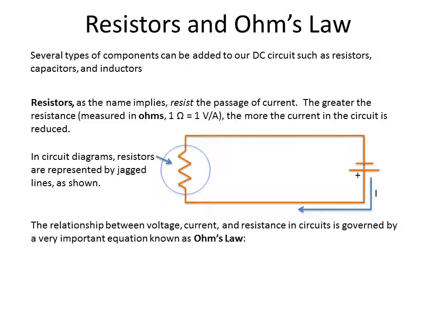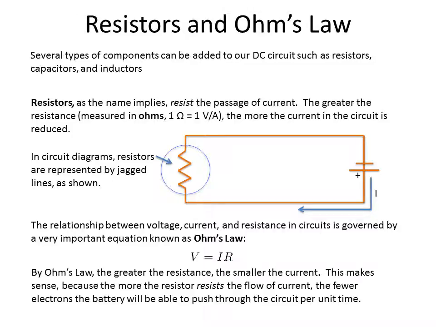The relationship between voltage, current, and resistance, however, is governed by a very important and well-known equation known as Ohm's law. It says that the voltage is given by the current flowing through a resistor times the resistance. By Ohm's law, the greater the resistance, the smaller the current. This makes sense because the more the resistor resists the flow of current, the fewer electrons the battery is able to actually force through the circuit in a unit time.